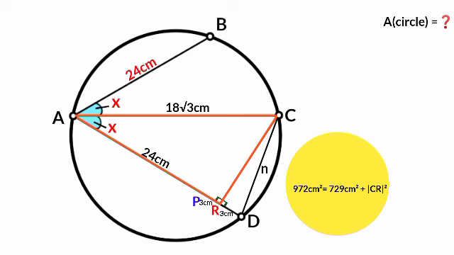Bring 729 centimeters squared to the left hand side of the equation. So 972 centimeters squared minus 729 centimeters squared equal to line CR squared. 972 centimeters squared minus 729 centimeters squared is 243 centimeters squared. So 243 centimeters squared equal to line CR squared.